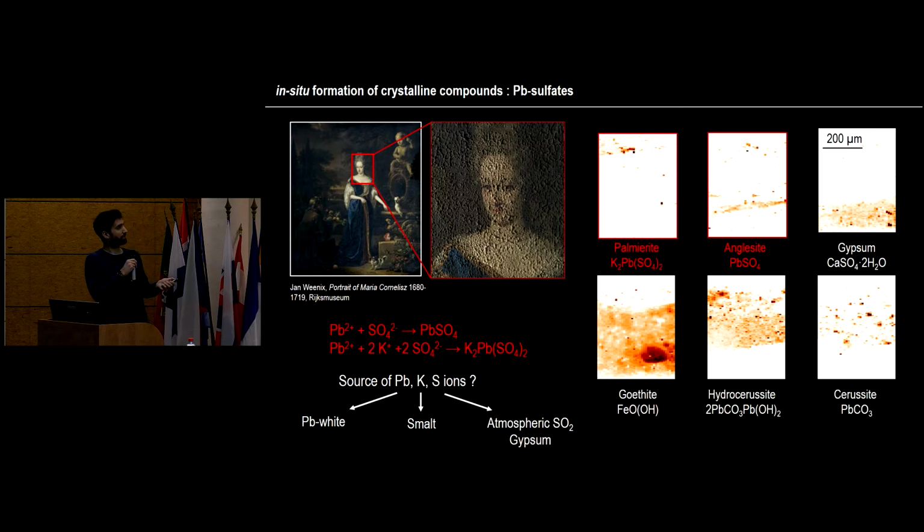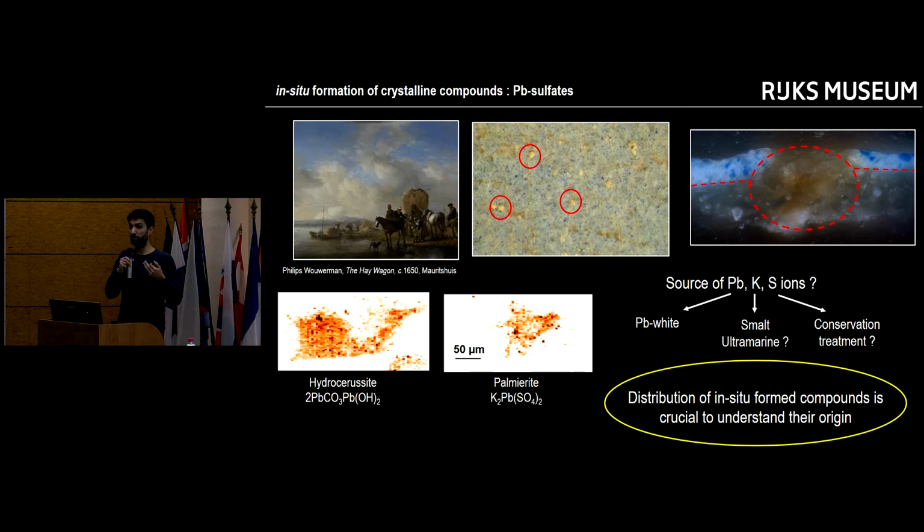So you can see here that in this painting, we obtain some thin layers of non-original materials. But on other paintings, they actually have very different shapes. So we can see here in this painting those protrusions, those big lumps of non-original materials protruding to the surface. You can see that palmierite here is not a thin layer, but it's this very big lump within the lead-white matrix. And in this particular case, we think that this way of crystallizing can be connected to perhaps conservation treatments. So the main idea is that the distribution of those in situ formed compounds is critical to understand their origin.